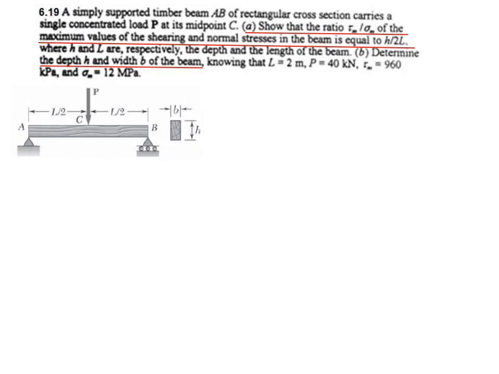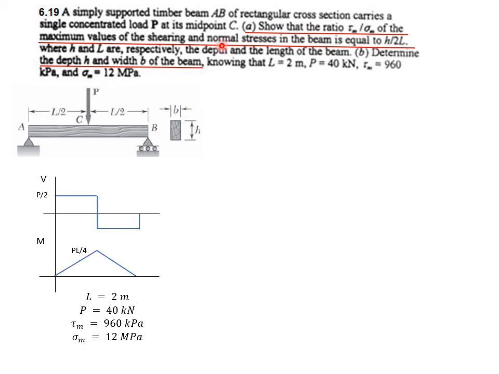For this question, we have a beam with a concentrated load at the center. We are told to find the ratio of the maximum shearing stress to maximum normal stress to be equal to h over 2L. We are also told to find the width and the depth of the beam. We can first plot the shear and bending moments curve, which we have gone through in the previous lecture.